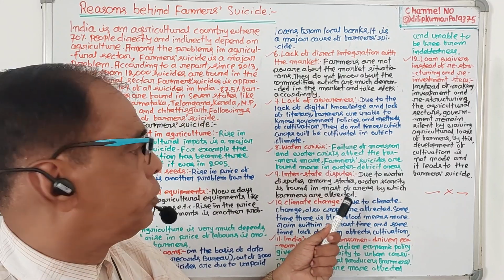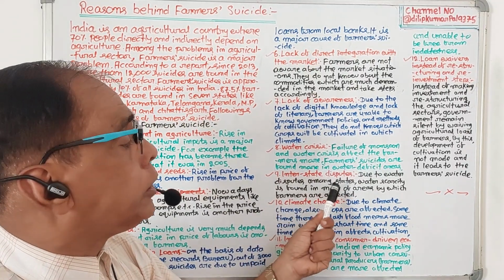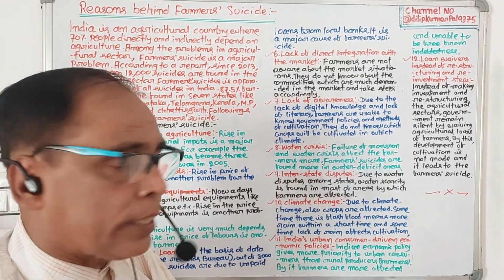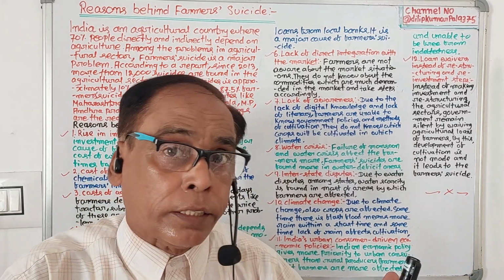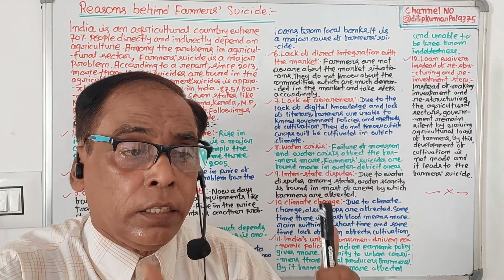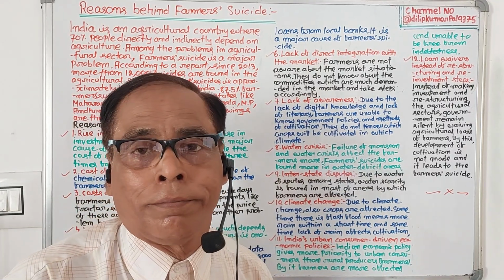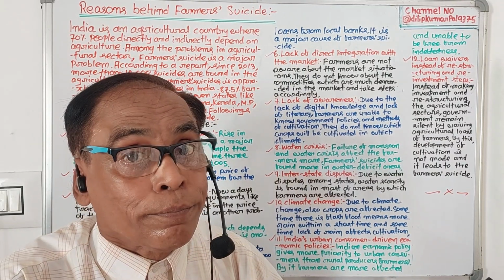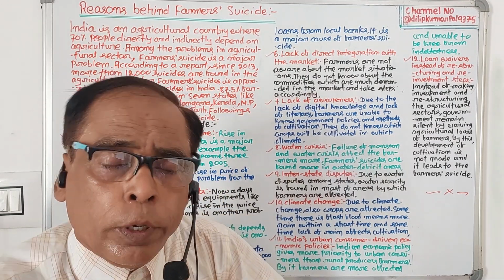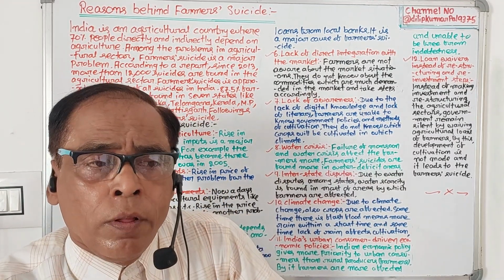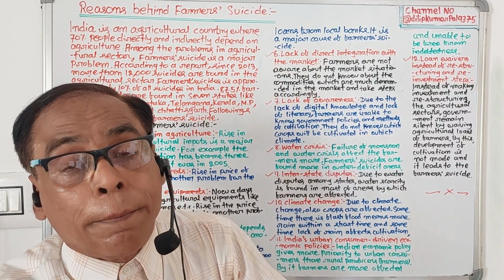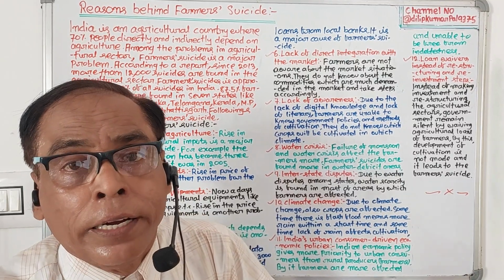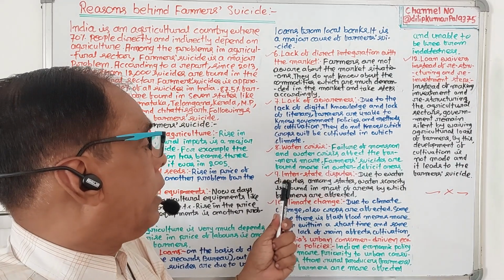Nine, interstate disputes among states. Water scarcity is found in most areas, by which farmers are affected due to water disputes among states, especially disputes over Kaveri water. The scarcity of water is felt due to disputes among states over interstate rivers. By this, farmers and their crops are affected. It is another cause of farmer suicide.